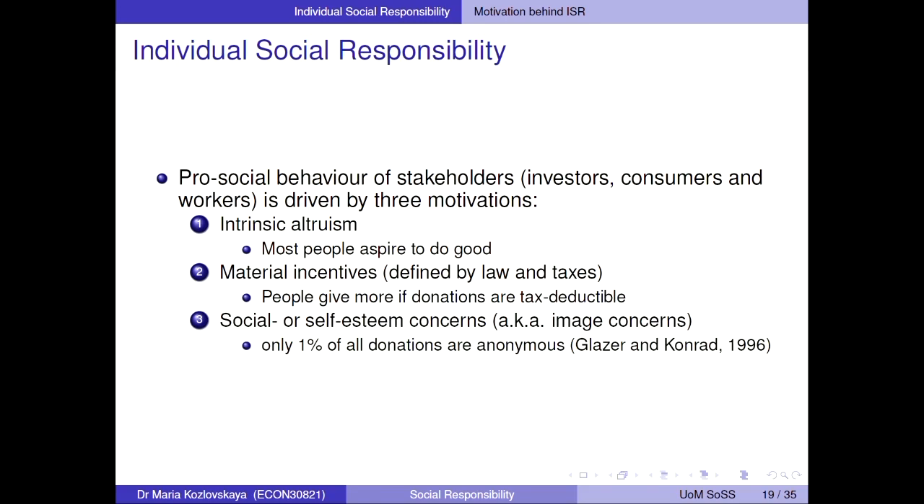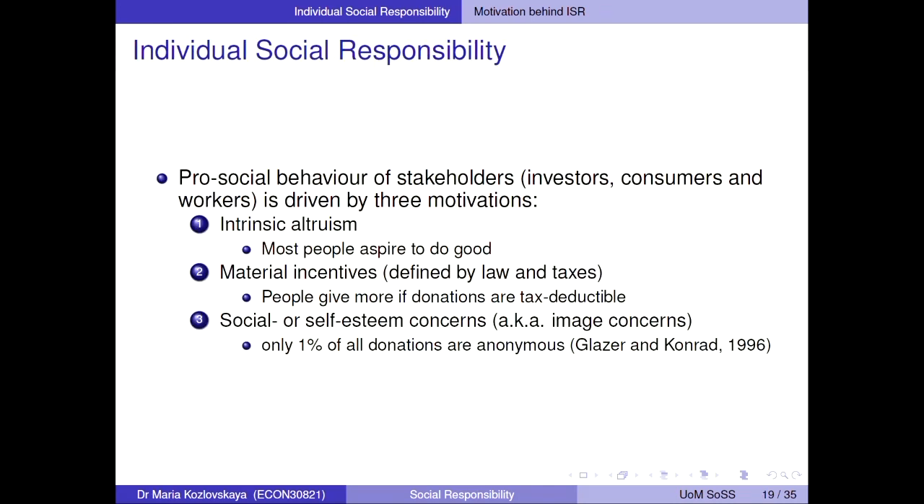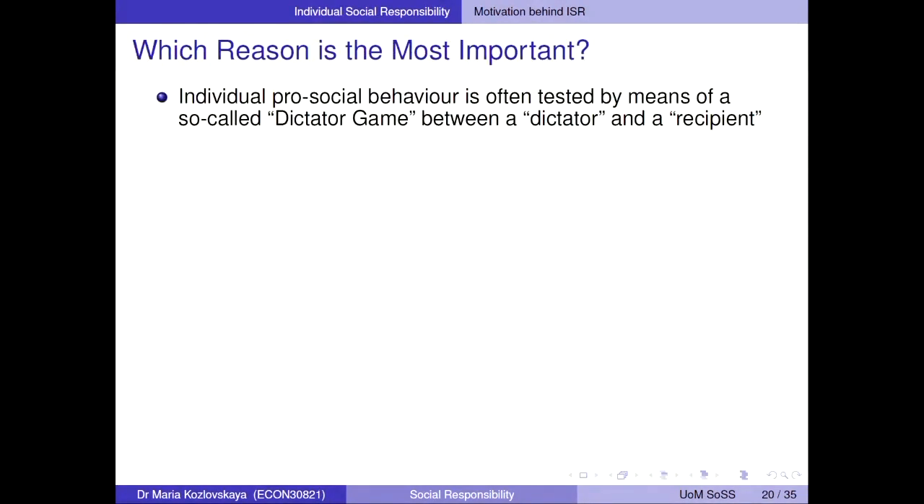And unfortunately, the last reason seems to be the most salient and the most potent one. Only 1% of all charitable donations in the world are anonymous, which means people do care about social image when they give to charity. Not only social image, but self-image also matters. So maybe it's even less than 1% that is driven by pure altruism.